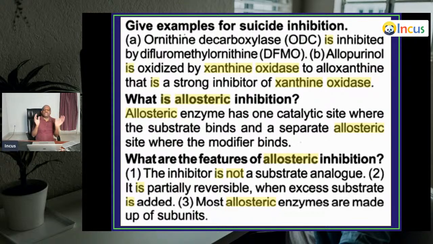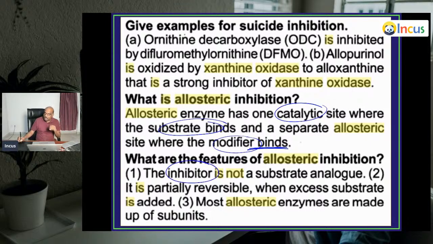What does allosteric enzyme mean? You know very well that every enzyme will have a substrate binding area. So an allosteric enzyme has one catalytic site where the substrate binds and a separate allosteric site where the modifier binds. Now, what are the three characteristic features of allosteric inhibition is my question to all of you.